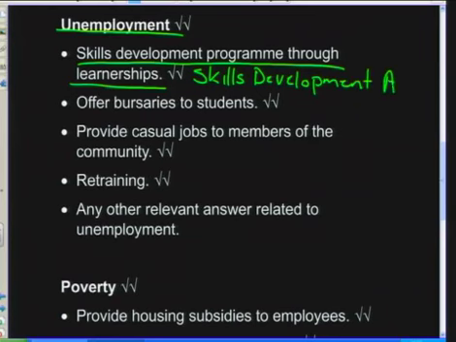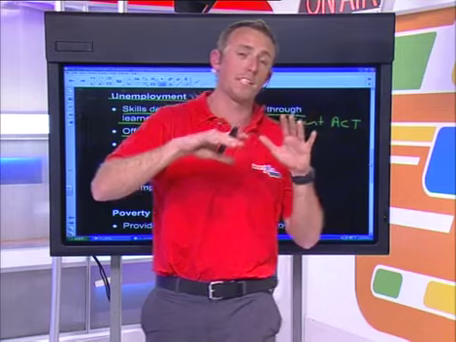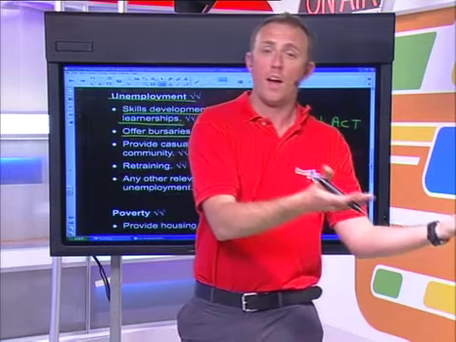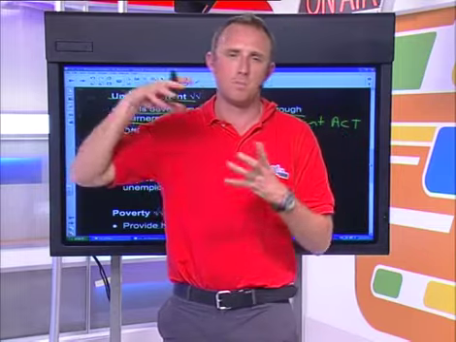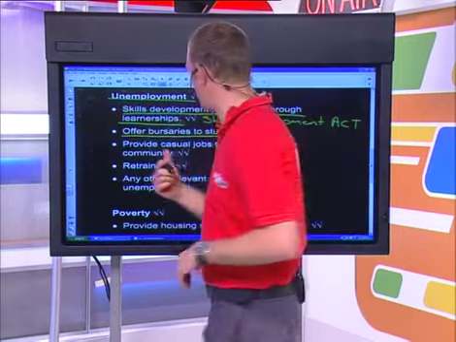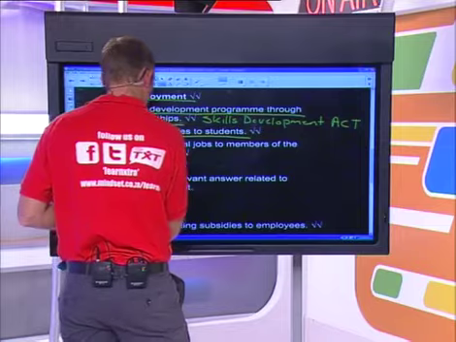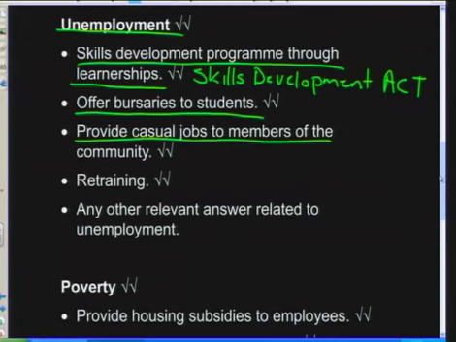Right, we can offer bursaries to students. You'll see that there's a lot of companies that will offer bursaries to underprivileged students so as to get them out of that unemployment spiral and to better their lives. We could provide casual jobs to members of the community, right, provide retraining.